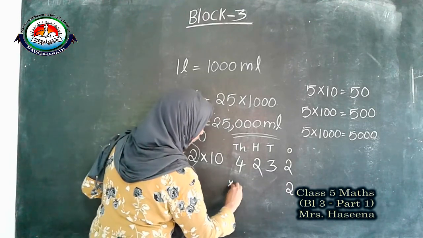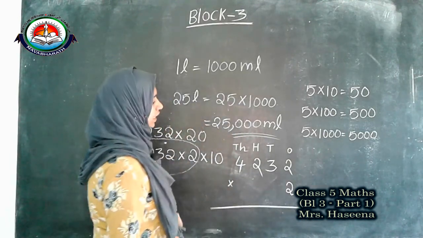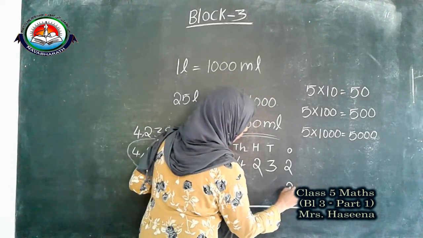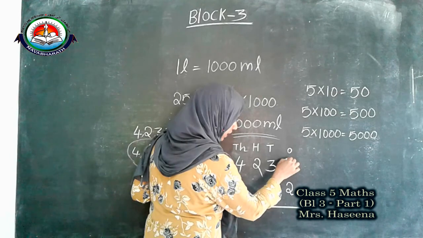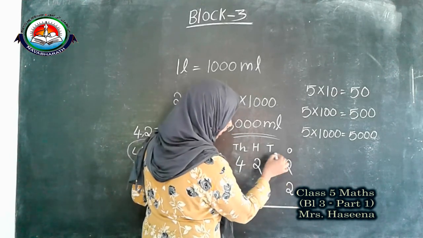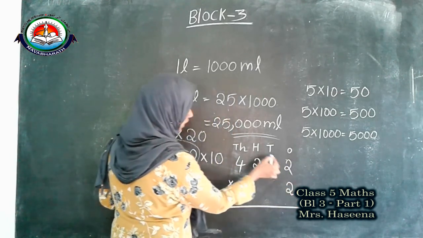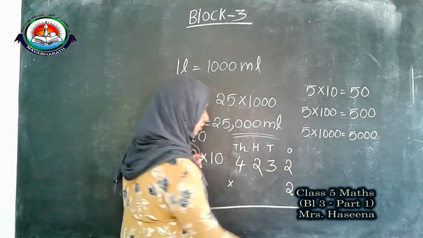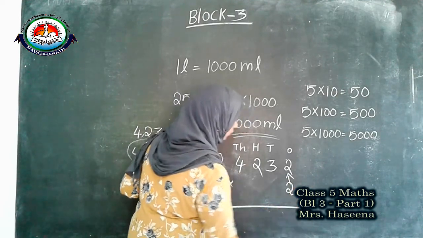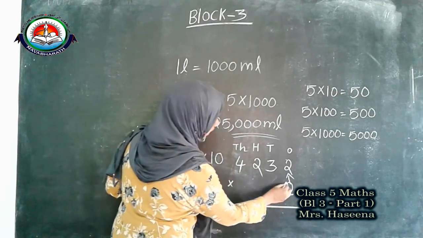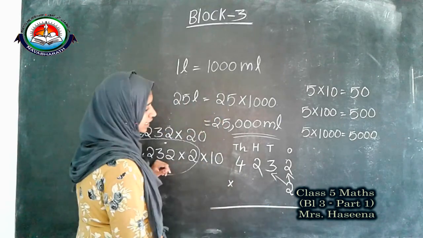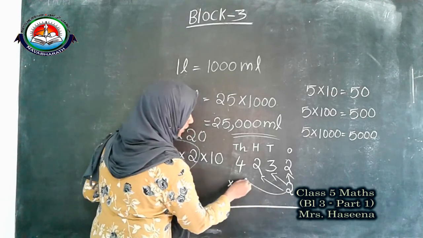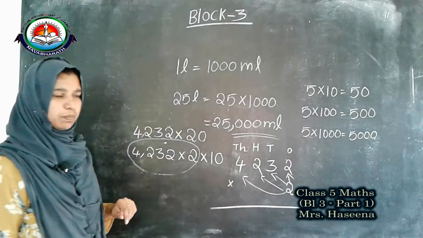Then into. Then multiply. Multiply means multiply this 2 with the ones place, then 2 with the tens place, 2 with the hundreds place, and 2 with the thousands place. First 2 with the ones place, then 2 with the tens place, then 2 with the hundreds place, then 2 with the thousands place.